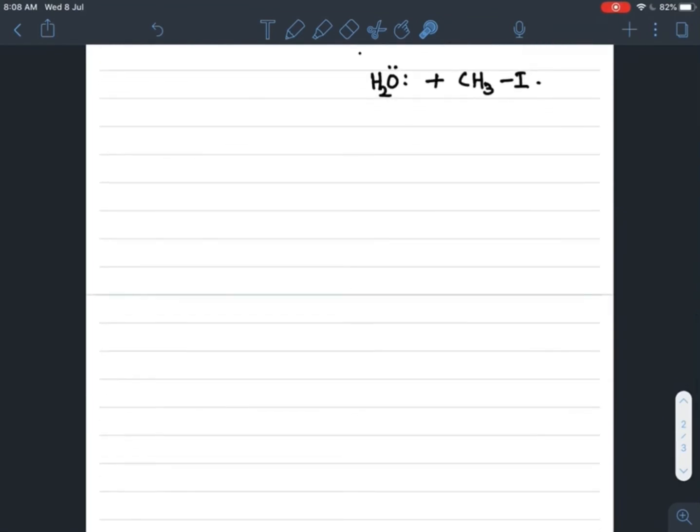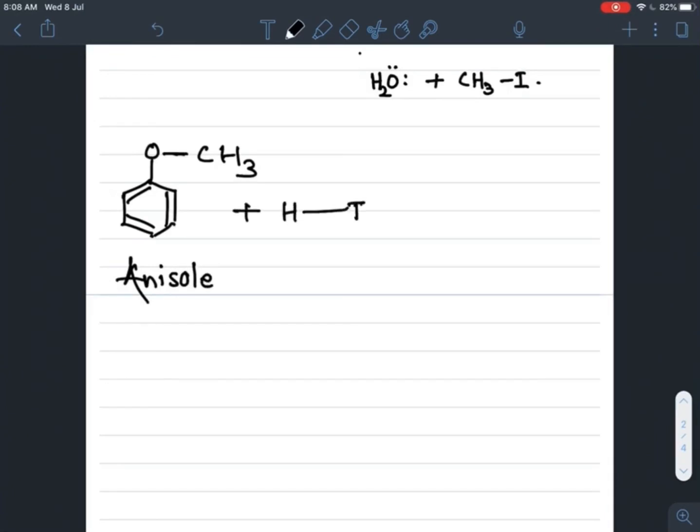Now one more example. What about aromatic ethers? If we take the example of anisole, that is, a benzene ring with an OCH3 group attached. So this is anisole, when treated with HI. Here again the bond breaks heterolytically at a high temperature, 398 Kelvin, when it is heated to about 398 Kelvin.